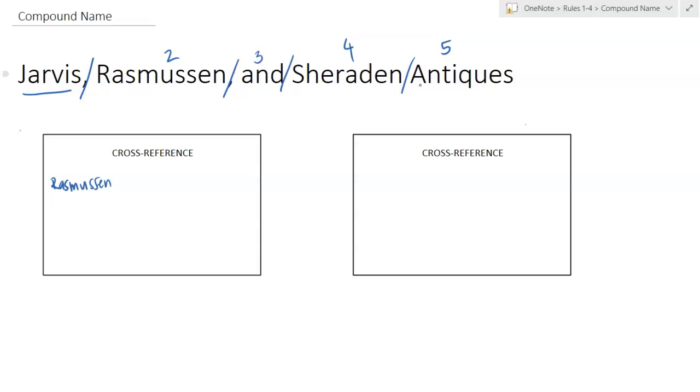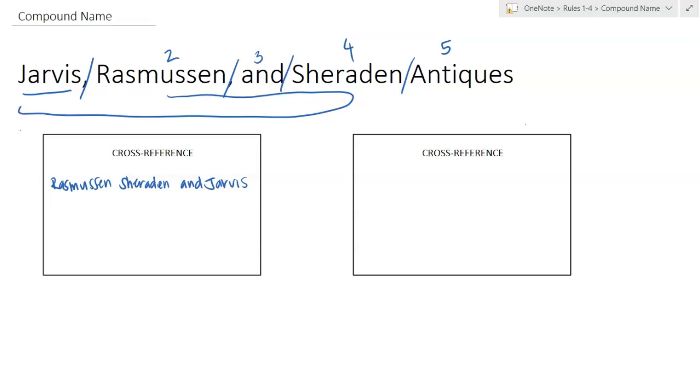I'm going to ignore the "and." I'm going to assume that it's going to be a comma, Sheridan. Then I would put in the third name. So Rasmussen, Sheridan, and Jarvis. Notice that I'm going in this order. I'm going straight across, and then I'm going to go back to the beginning. So Rasmussen, Sheridan, and Jarvis Antiques.